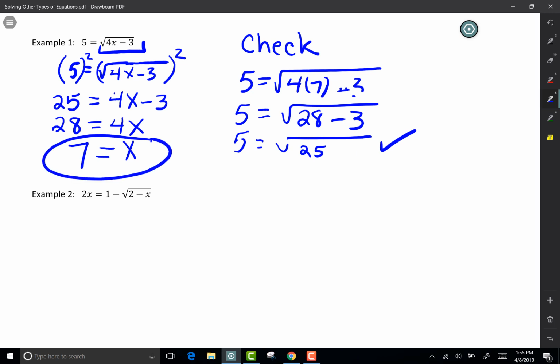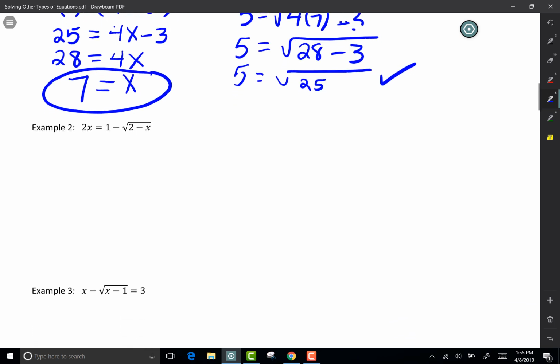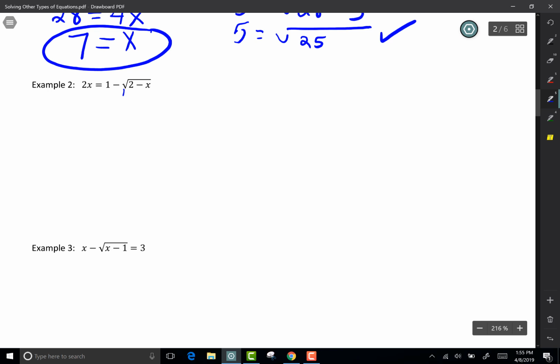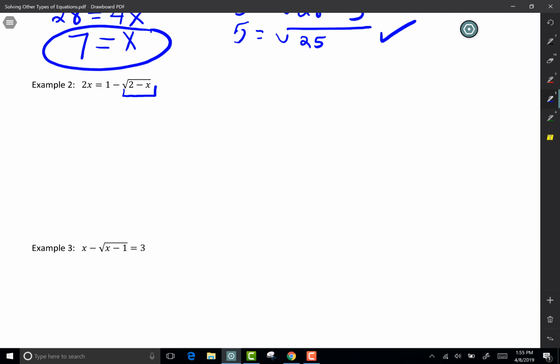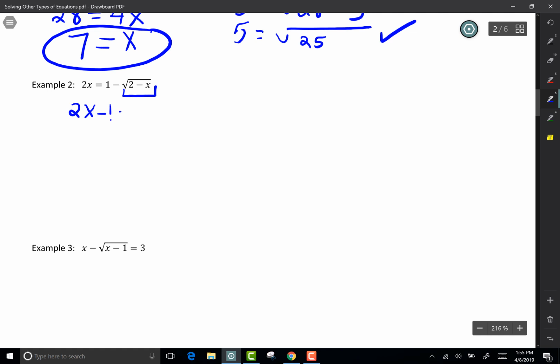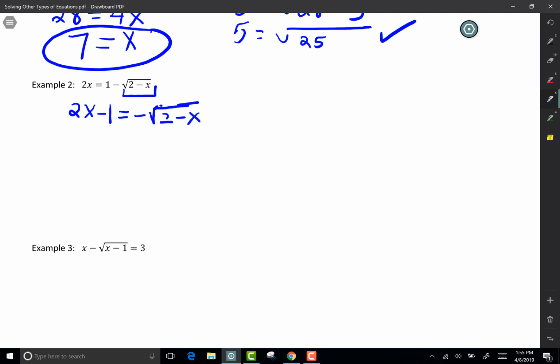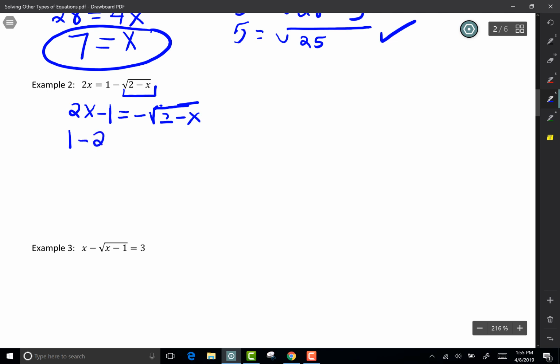Okay, in the next example, the square root is not isolated. I want to get this, the square root of 2 minus x, by itself. So I'm going to first subtract 1 from both sides. And now I'm going to divide both sides by -1 to get rid of that negative that's in the front. So that makes it a +1 and a minus 2x, because I divided both sides by -1.